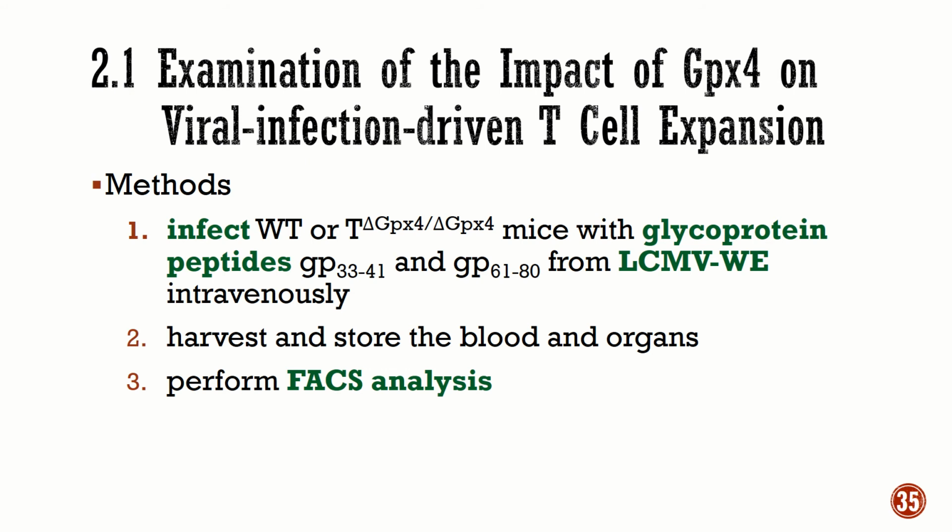So after we know that effector T cells can be affected when GPS4 is absent, we want to know whether, after the activation induced by infection, this stage also needs GPS4. To answer this question, the mice are first infected with a specific peptide segment from the virus.